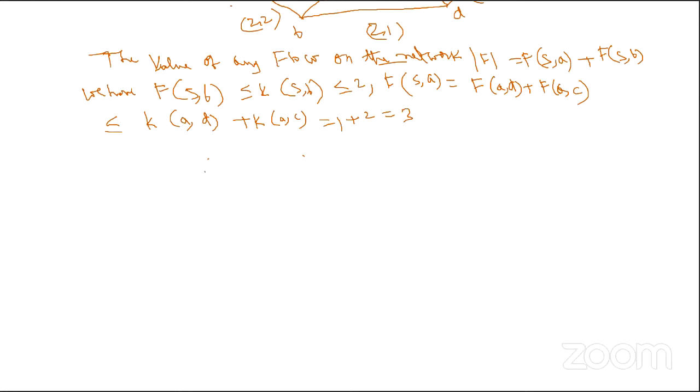Therefore, mod f is equal to f of (s, a) plus f of (s, b), which is less than or equal to 5. Hence this flow is maximal.